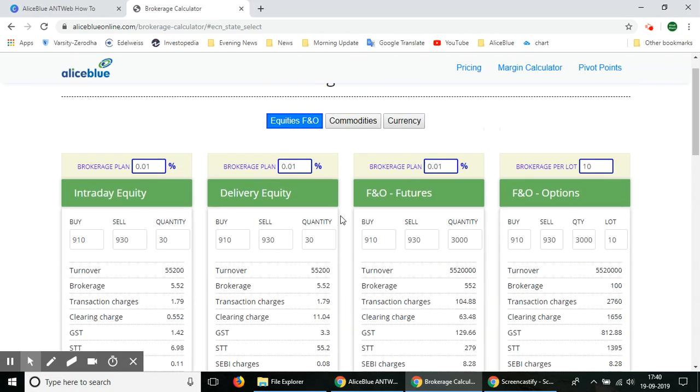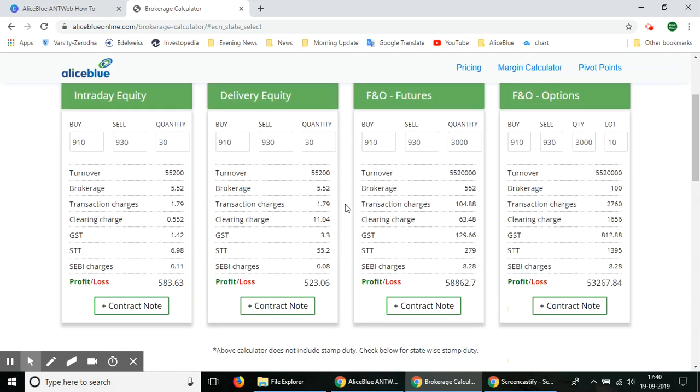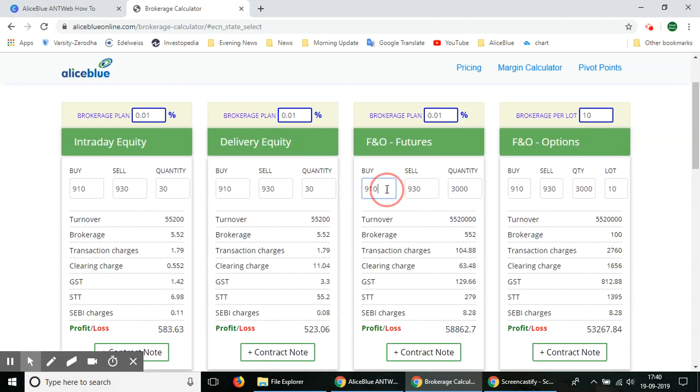Now let's give you an example of futures. So here again, we have the buy price at 910, sell price at 930 with a quantity of 3000 stocks. So with 3000 stocks, you have the turnover here, the brokerage, the transaction charges, clearing charges, GST, STT, SEBI, and the profit and loss. So that is for the given example.